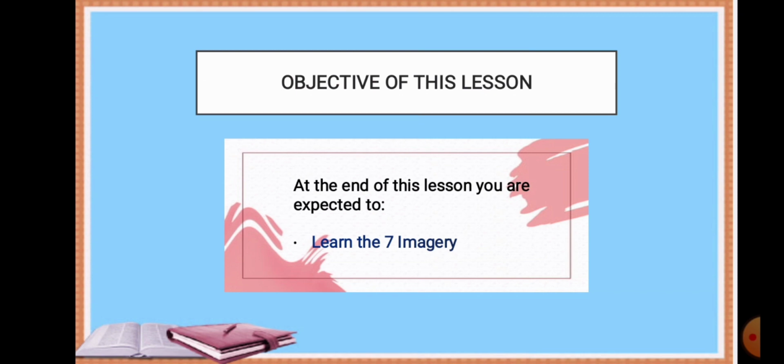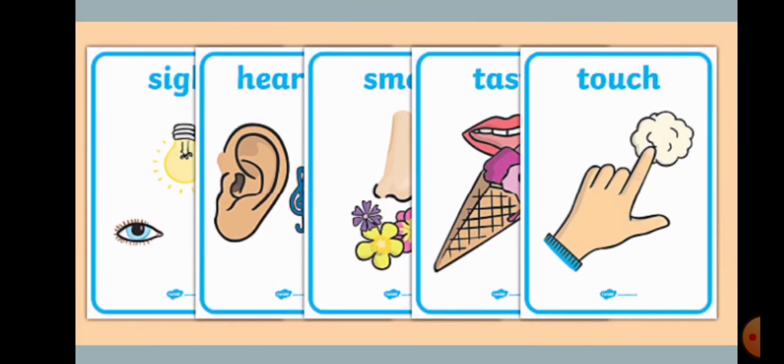Okay, so to start our lesson for today, I know that it is kind of interesting to you because it's another topic we are going to discuss in today's video. Our topic for today is all about imagery. The objective of this lesson is that, at the end of it, you are expected to learn the 7 imagery. We know that imagery is language that appeals to all of the human senses, including sight, hearing, smell, taste, and touch. So that's how imagery is.